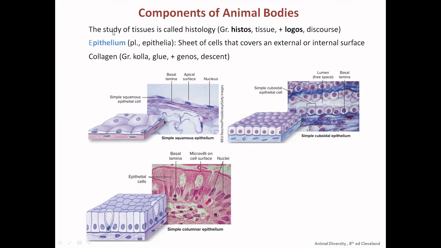One is the epithelium that forms the covering or the sheet of the cell that covers an external or the internal surface, meaning the skin as well as the gut lining inside it, as well as the blood vessel lining inside it. These all are the epithelium. So the epithelium needs a connective tissue on which it sits, or it needs a supporting medium, and that is the basal membrane that is made up of the collagen.